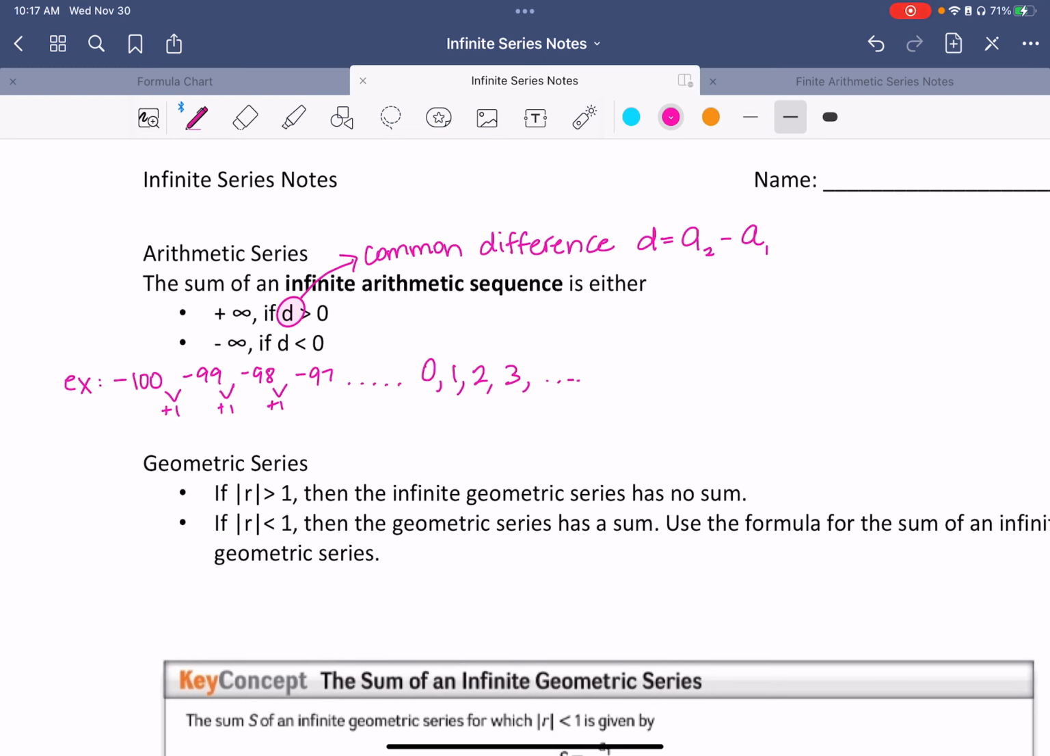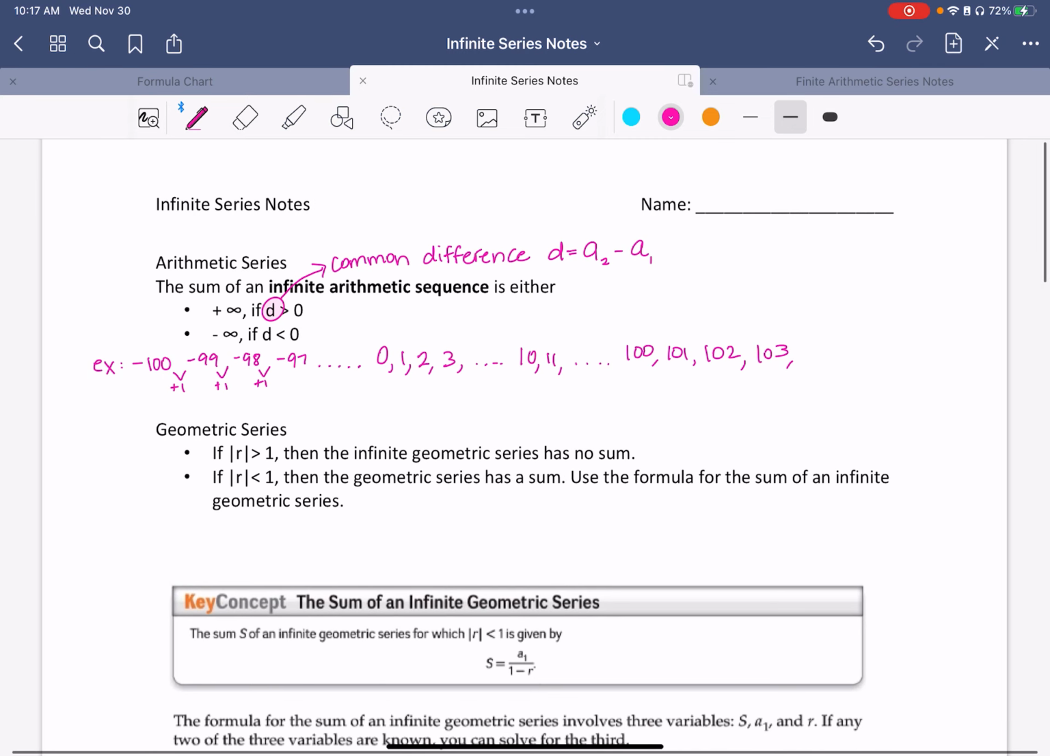And I can keep going. Eventually, I get to 10, 11. I can keep going. I get to 100, 101, 102, 103. And this will just keep going, and I'll keep adding 1 over and over and over again. Because remember, this series is infinite. It's not going to stop. So I'm going to keep adding 1 forever. And so essentially, this is going to go towards positive infinity. So if you're adding a number, you're going to go towards positive infinity.